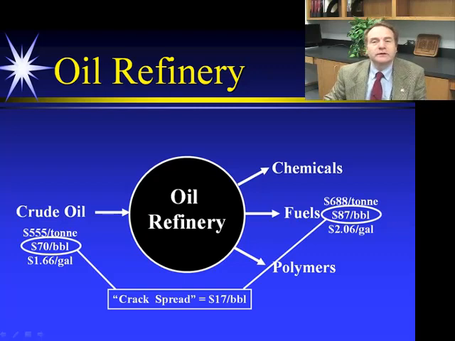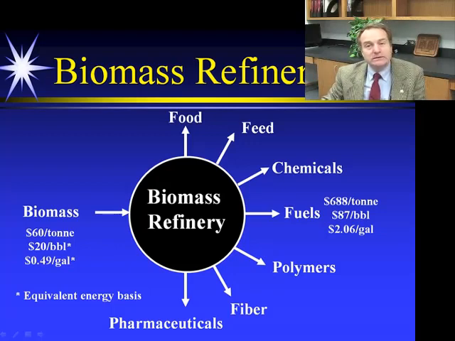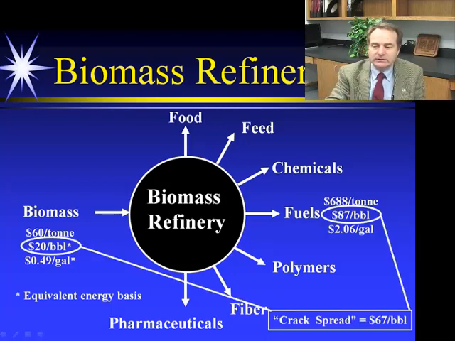So in terms of the oil industry, the so-called crack spread, the difference in price between the refined product and the raw material, is about $17 a barrel, which is a little bit high. It's normally around $10 a barrel. Okay, if we were to use biomass as a feedstock, you can get lots and lots of biomass at $60 a ton, and on an energy basis, that's equivalent to oil at $20 a barrel. So in this case, using biomass as your energy source, the crack spread is about $67 a barrel, which is much larger, so there's a greater opportunity to make a profit.